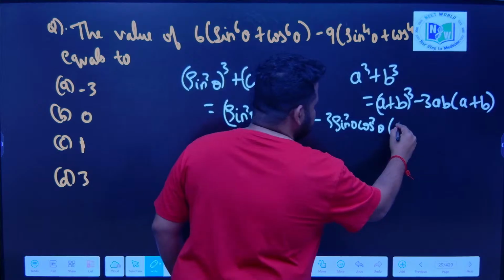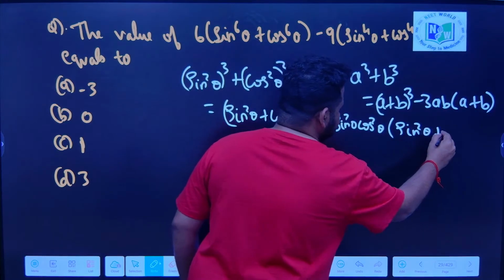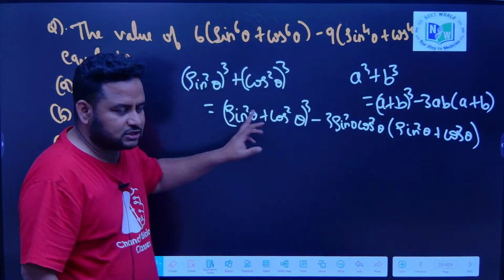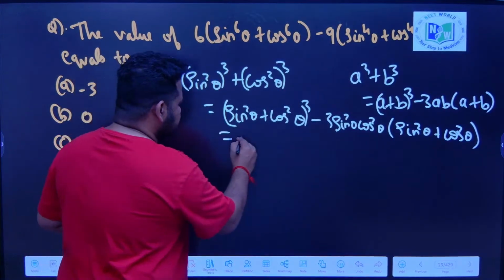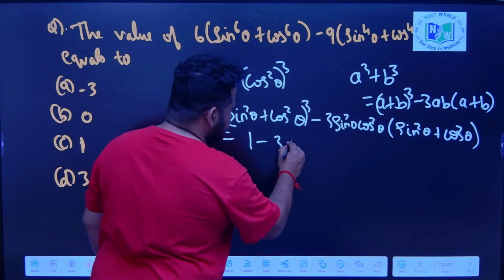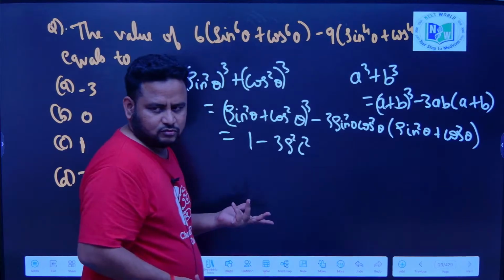A plus b is what? Sine square theta plus cos square theta. This is what I have. Now see here, sine square theta plus cos square theta is nothing but what? 1. So 1 minus 3 into sine square theta cos square theta. Instead of writing the full form, I will write it as s square c square. No need to write the full form.